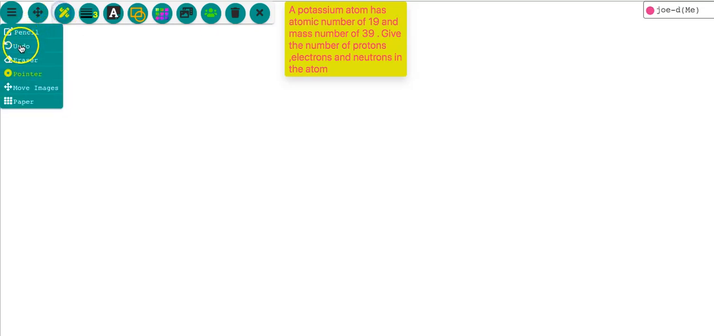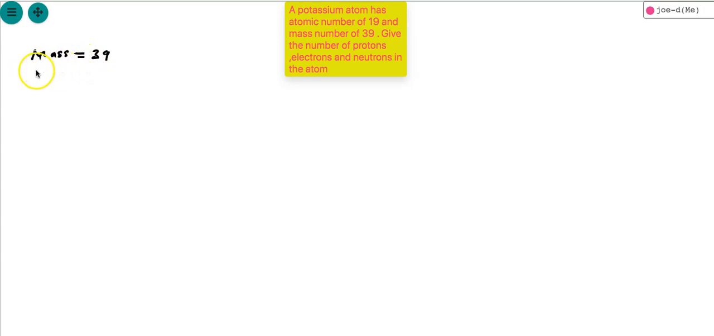Let's look at an example here. A potassium atom has an atomic number of 19 and a mass number of 39. Give the number of protons, electrons, and neutrons in the atom. Okay, so here we have our mass number. Mass number equals 39.